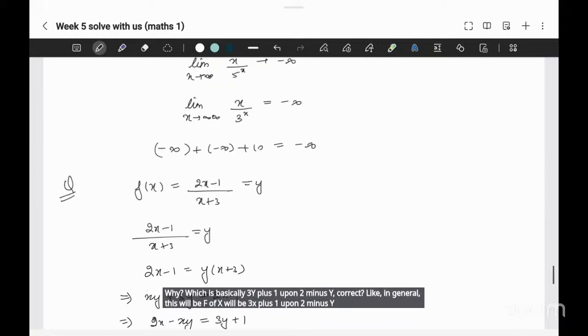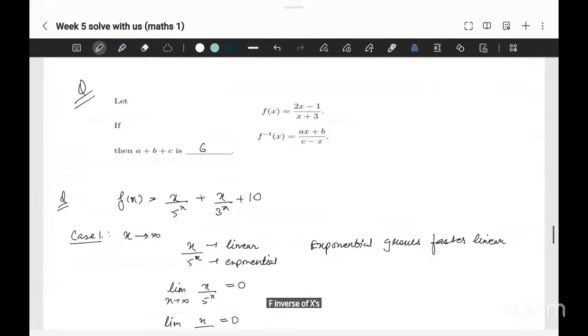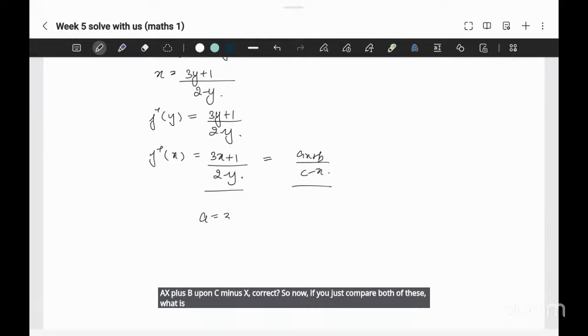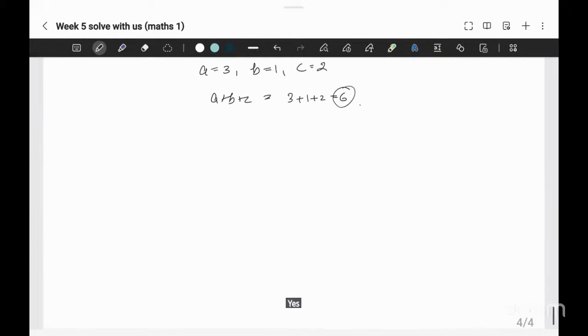Now, what is the question stating? It is f inverse of x is (ax plus b) upon (c minus x), correct? So if you compare both of these, what is the value of a here? 3. What is the value of b? That is 1, and c is 2. So a plus b plus c will be 3 plus 1 plus 2, which is 6. Is the question clear? Yes, ma'am. That was the last question.